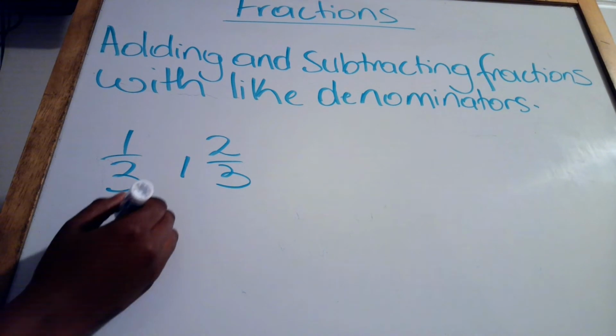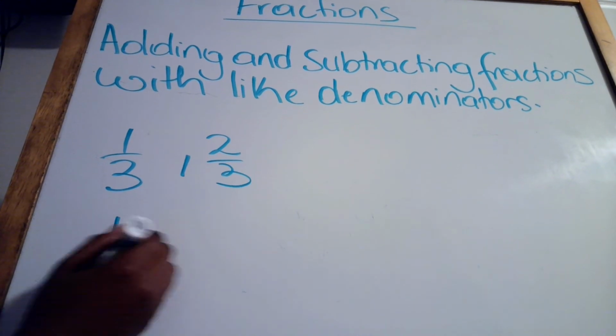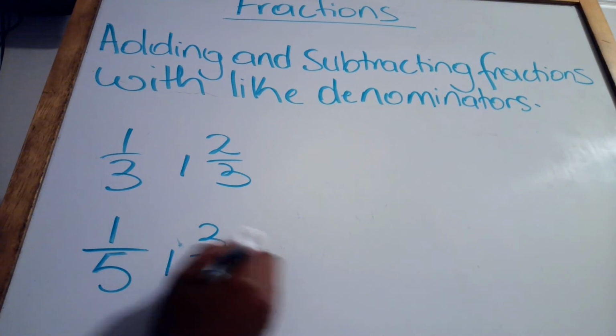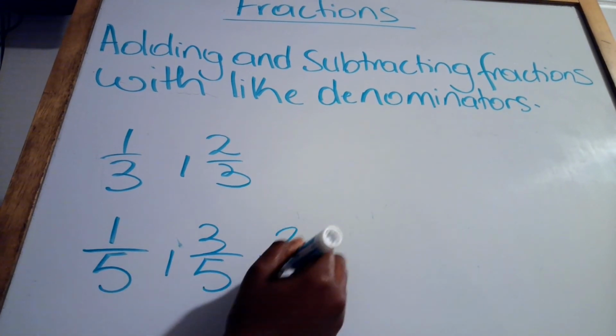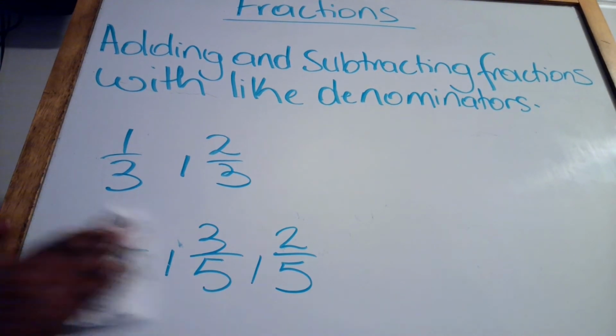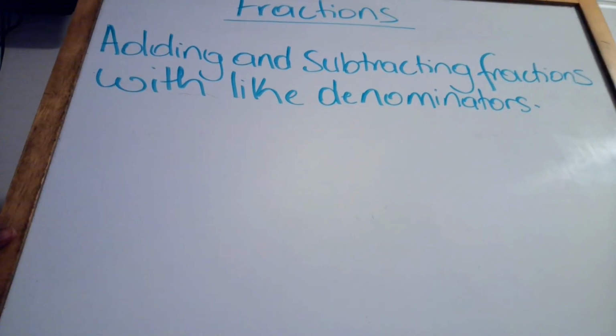You can also have 1/5, 3/5, 2/5. Those are like denominators. Why? Because they all have the same denominator. So I'm going to add and subtract fractions with like denominators. Alright, so first example.